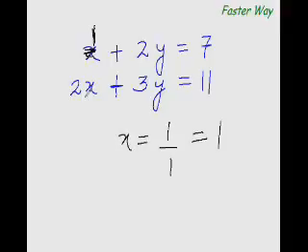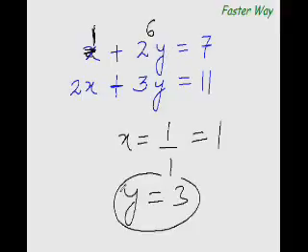Alright. Now you know that 1 plus something equal to 7. So you know that it is 6. 1 plus 6 equal to 7. So 2 times what equal to 6? 2 times 3 equal to 6. So y equal to 3. And there you have solved the equation. Now isn't that easy? In fact, algebra is the easiest branch of mathematics.